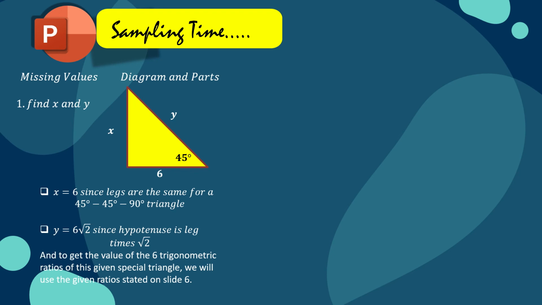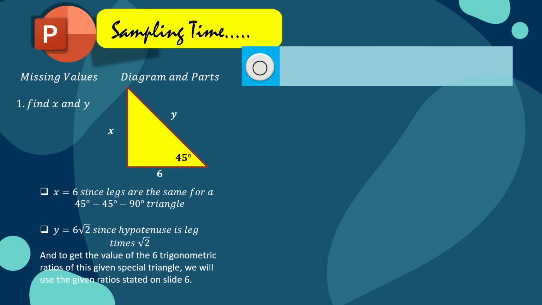Next is to get the value of the 6 trigonometric ratios of this given special triangle, the 45, 45, 90 degree right triangle. And we will use the given ratios stated on slide number 6 earlier. So, to solve for the sine function, sine theta, our theta is 45 degrees. Sine 45 degrees is opposite over hypotenuse. Our reference angle is 45. So, opposite over hypotenuse, so x over y.